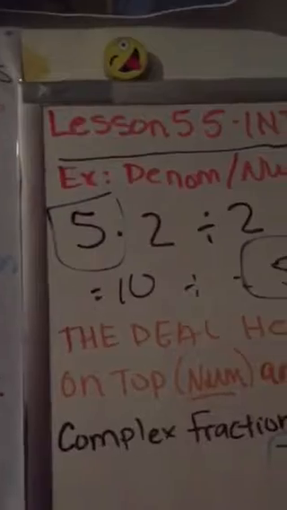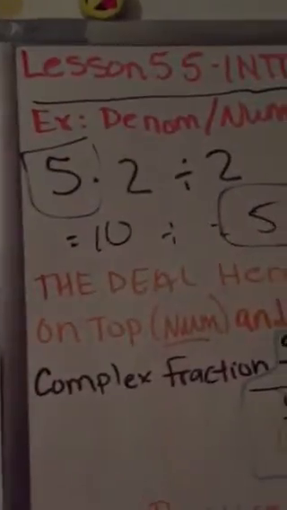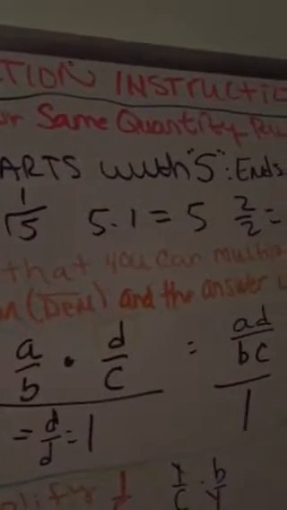Okay, lesson 55, introduction. Turn your page open to 224. I need you to follow along with your book. Example of the denominator, numerator, same quantity rule. We already know what this is. In this example, 5 times 2 divided by 2 equals 5, the same thing you started with. In this rule, what you start with is what you end with.